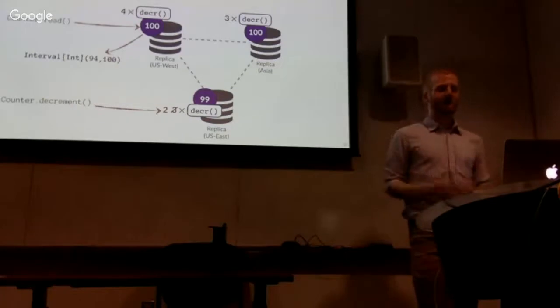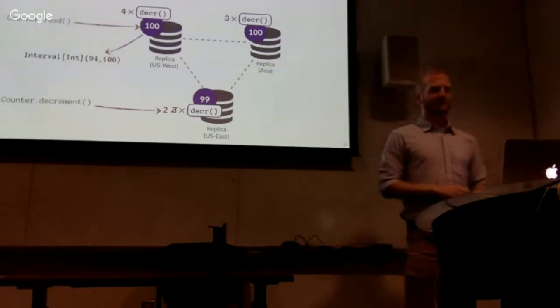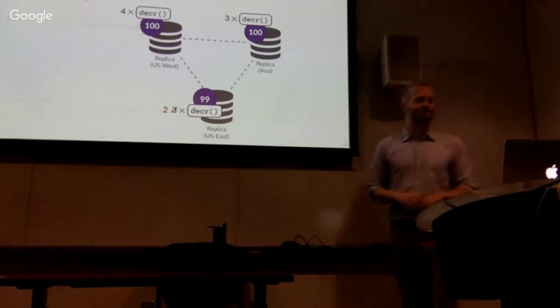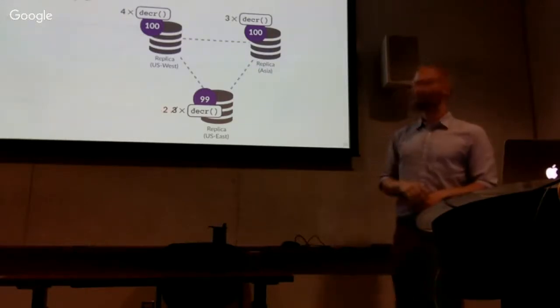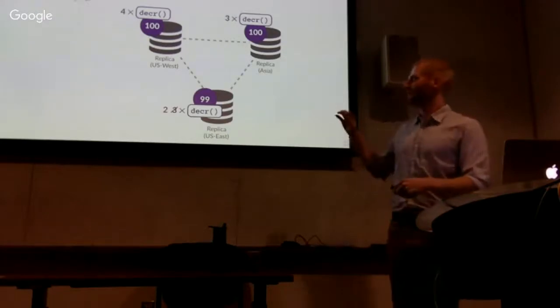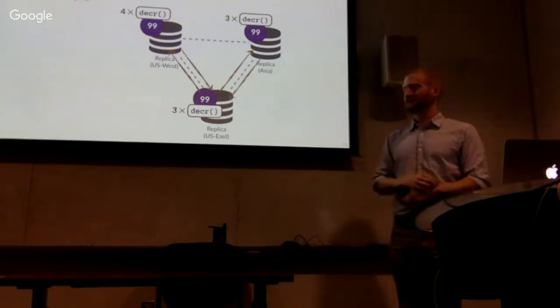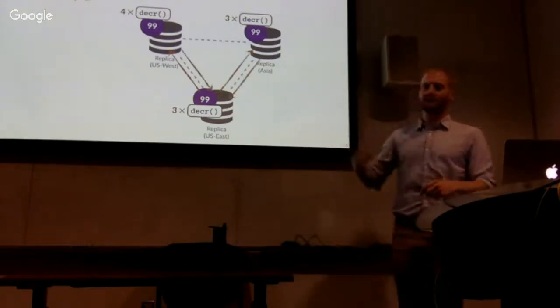So now it knows that the value is between 94 and 100. It doesn't know exactly what it is, but it returns that to the client. Okay. We get these permissions back whenever we synchronize with the other clients. So once these other replicas have synchronized with each other, then the reservation comes back, and we're back to the ones we started with.